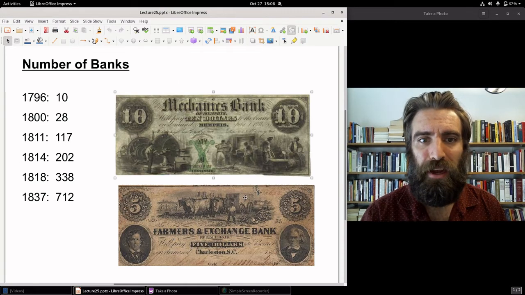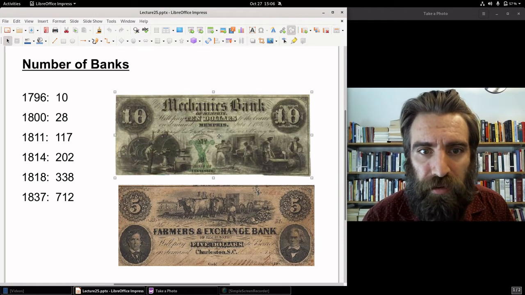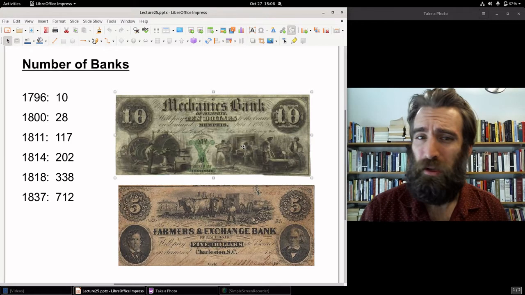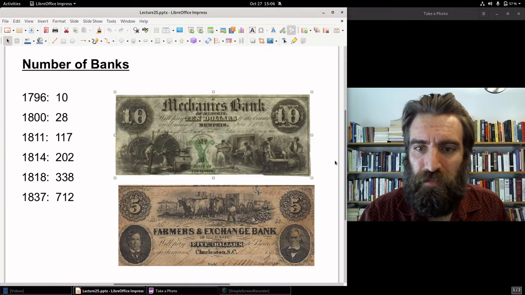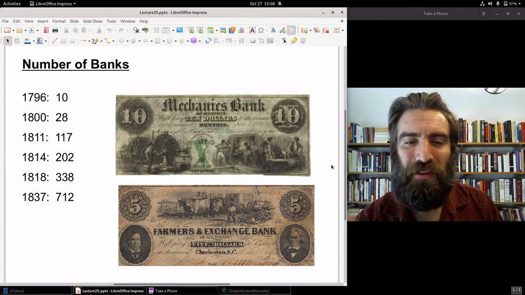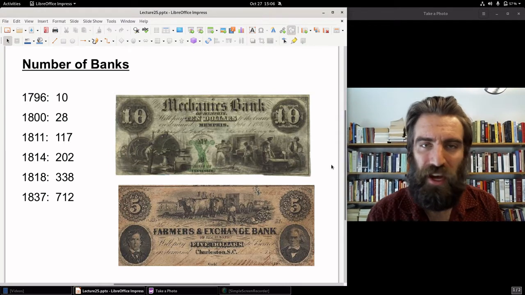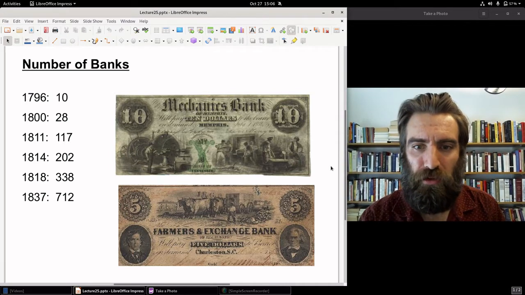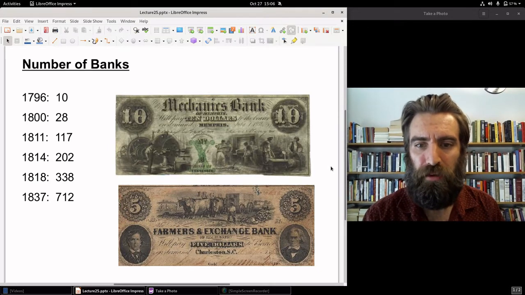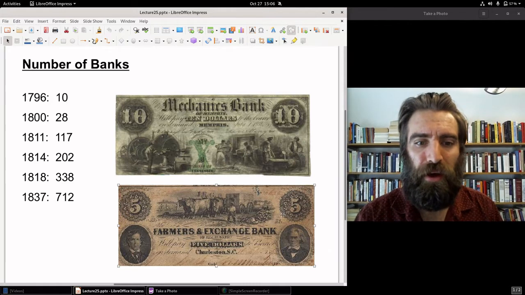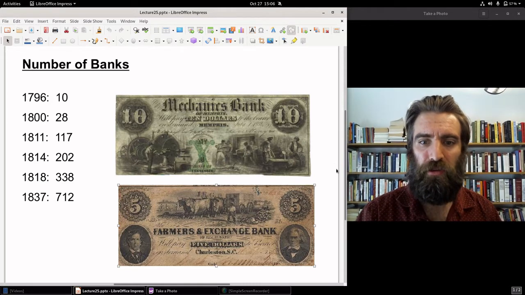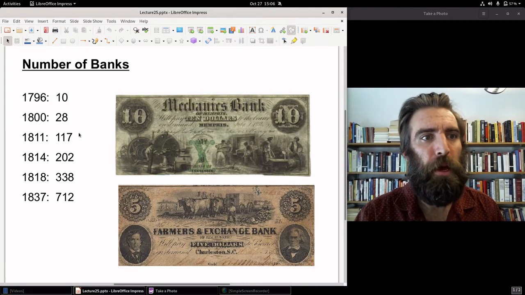So each one issued their own banknote. So there's the Mechanics Bank in Memphis, a $10 bill. Some of these notes, by the way, are really, really cool. In my view, this period of U.S. history has the best notes. I love antebellum American notes. They're just beautiful pieces of work. Here's a Charleston, South Carolina Farmers and Exchange Bank $5 note. But look at this, 712 banks in 1837.